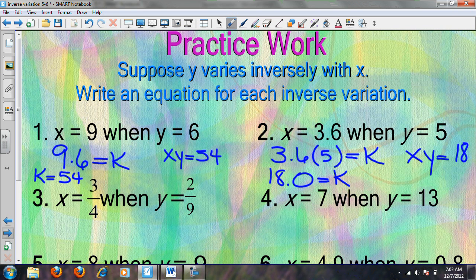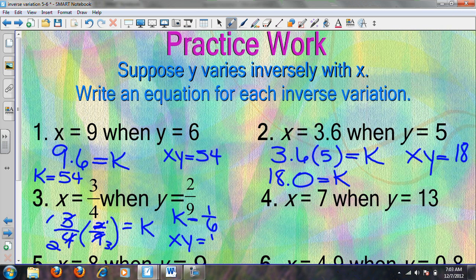And number 3. Go ahead, Zoe. 3/4 times 2/9 equals k. k equals 1/6. So xy equals 1/6. We're all just substituting in values for x and y when we are writing an equation given a point. We'll have practice problems to work on during class today.